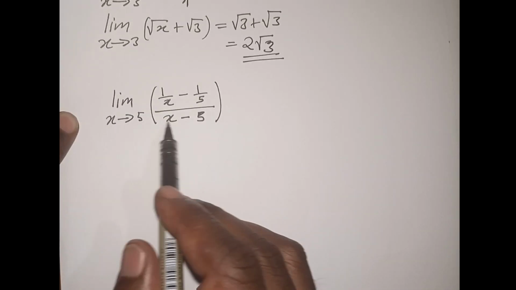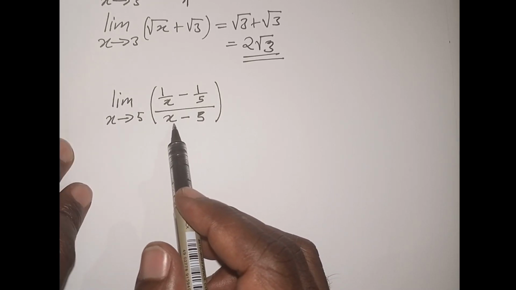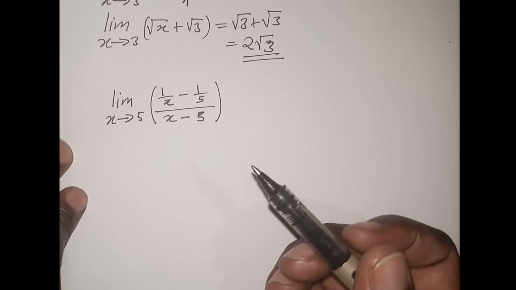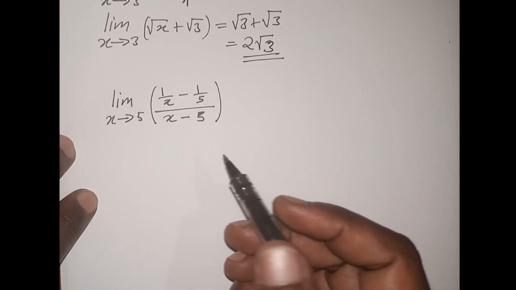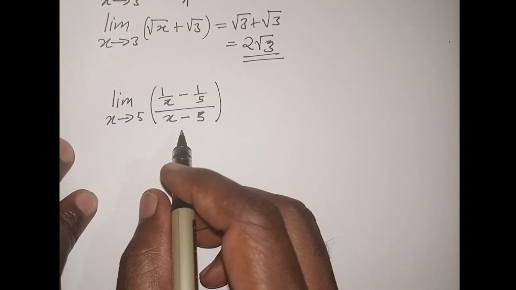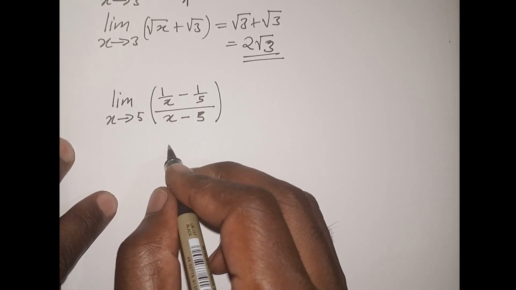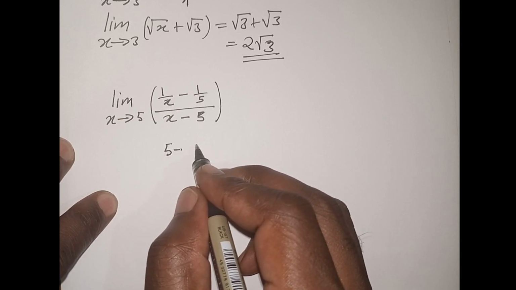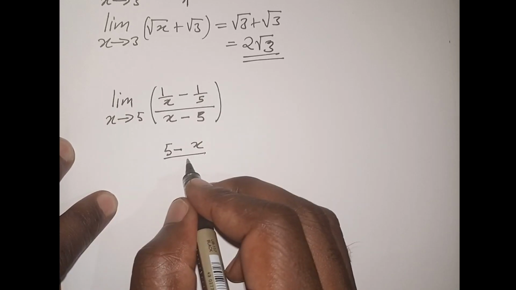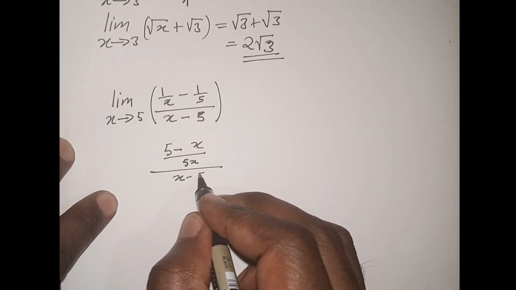Obviously, if you try to put a 5 here, you're going to get a 0, and then 0 into anything else will be indeterminate. So what do you do? You first simplify on top. You make it into a single fraction on top there. You're going to have (5 minus x) over 5x, over x minus 5.